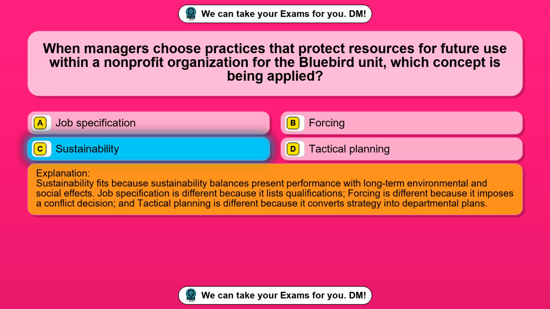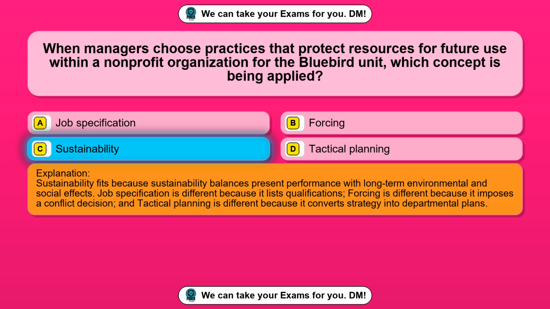Sustainability fits because sustainability balances present performance with long-term environmental and social effects. Job specification is different because it lists qualifications. Forcing is different because it imposes a conflict decision, and tactical planning is different because it converts strategy into departmental plans.